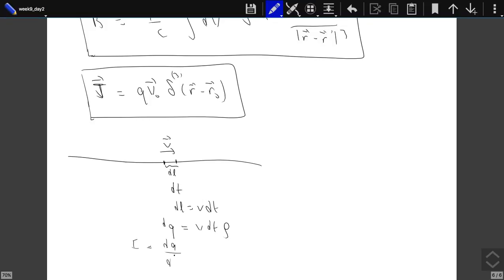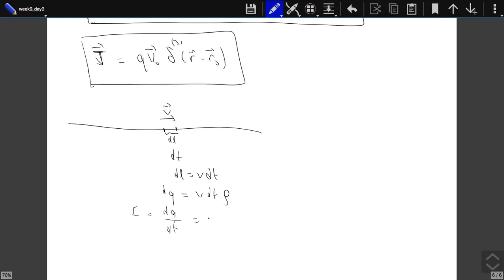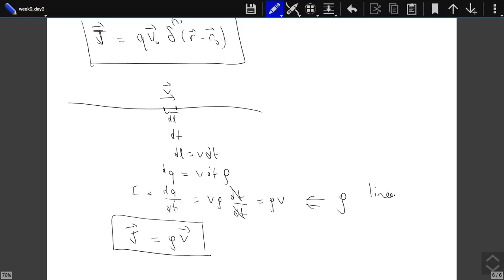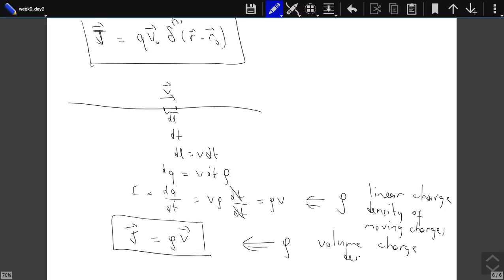I is dq by dt, which is v rho dt divided by dt, so rho times v. Well, in fact, this is for rho, the linear charge density. In general, J will be rho times v. Here rho is the linear charge density of moving charges. Here rho is the volume charge density. For a point charge, rho is just Q times the Dirac delta of R minus R0.